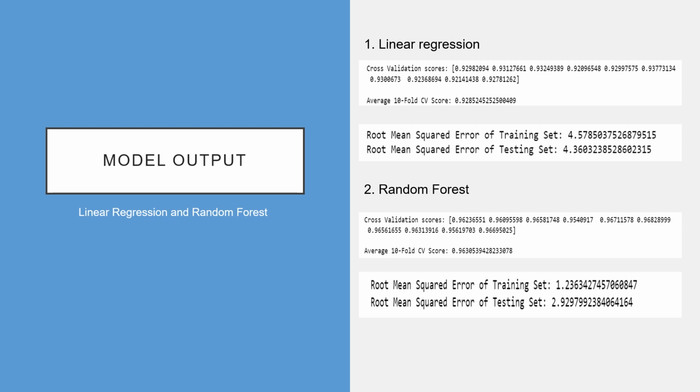It is around 2.9. So looking at all these evaluation metrics, we can summarize that random forest will be a better algorithm to go ahead with for prediction of our energy output.